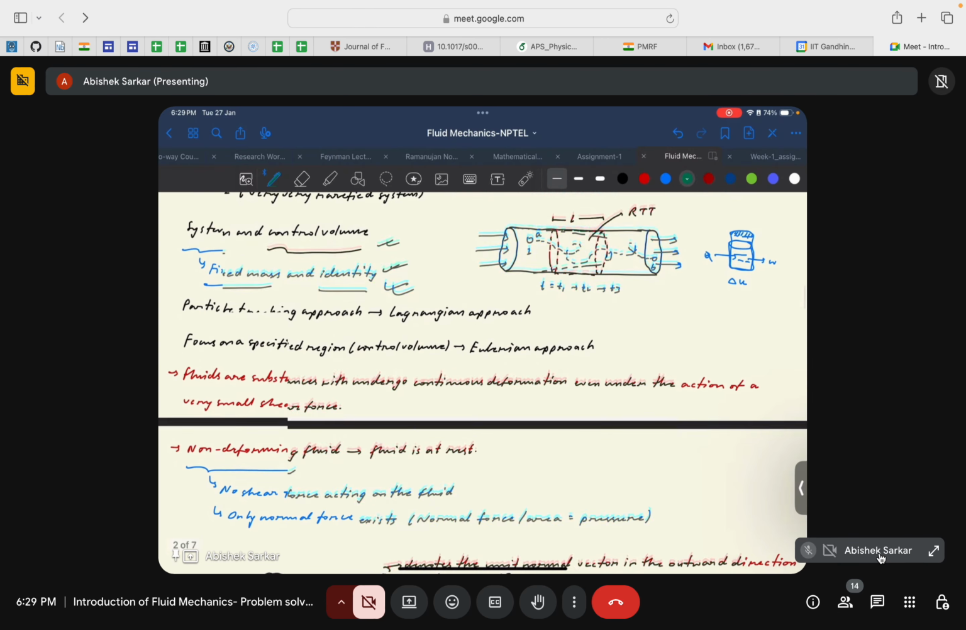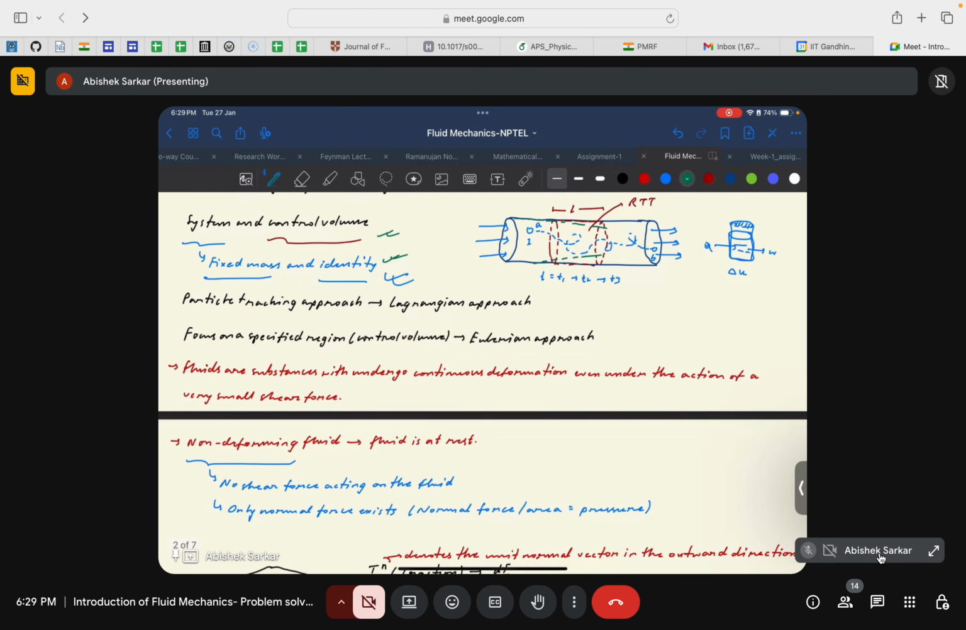These two approaches come with formal definitions known as the Lagrangian and the Eulerian approach. Lagrangian is correlated with the control system approach, and the control volume approach is correlated with the Eulerian approach. For this course, we will keep our attention to the Eulerian approach and try to understand the fluid mechanics subject using the Eulerian approach.